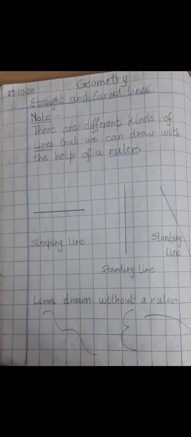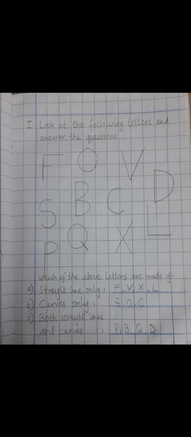The first one is a sleeping line which is drawn with a ruler. The second is a standing line which is also drawn with the help of a ruler, and the third is a slanting line in which you have to slant the ruler as I had shown before. The next are the curved lines, and these are lines which are drawn without a ruler. Yes? Now let us look at the exercises.